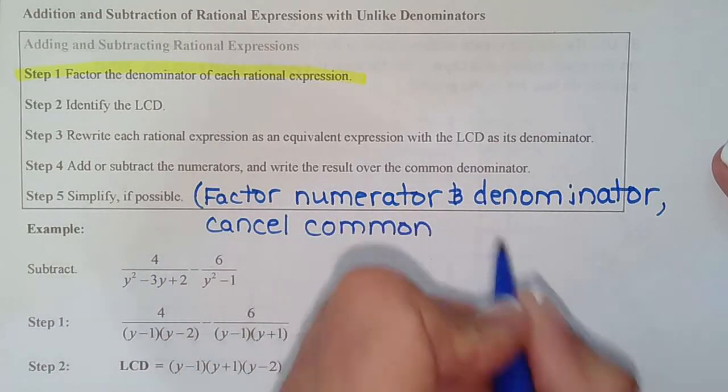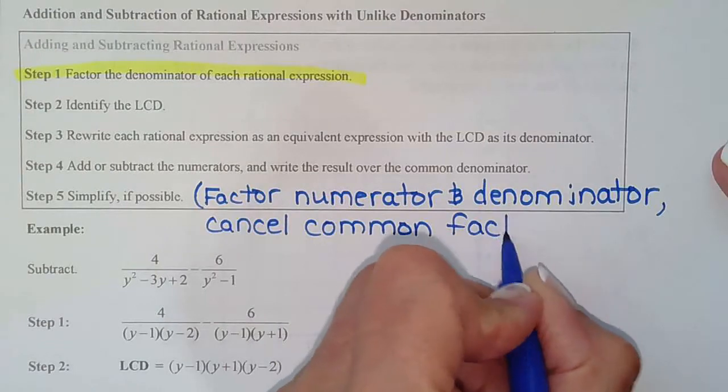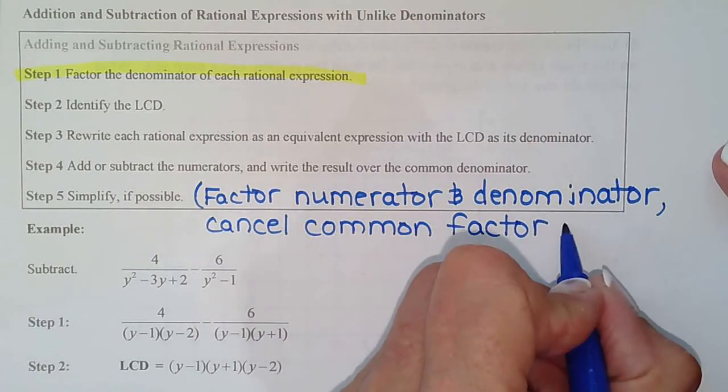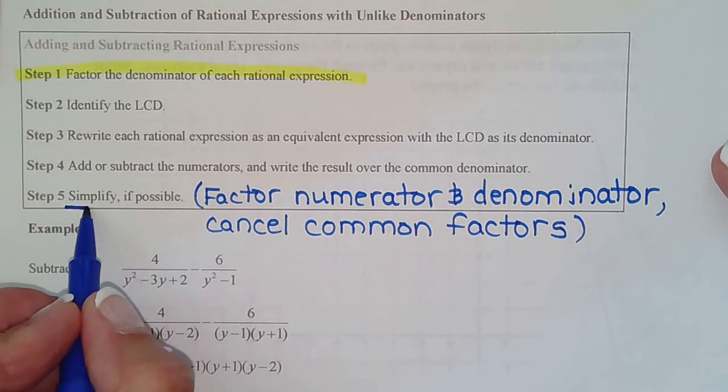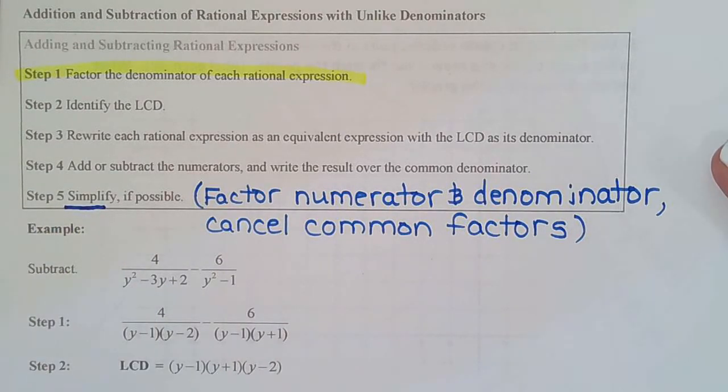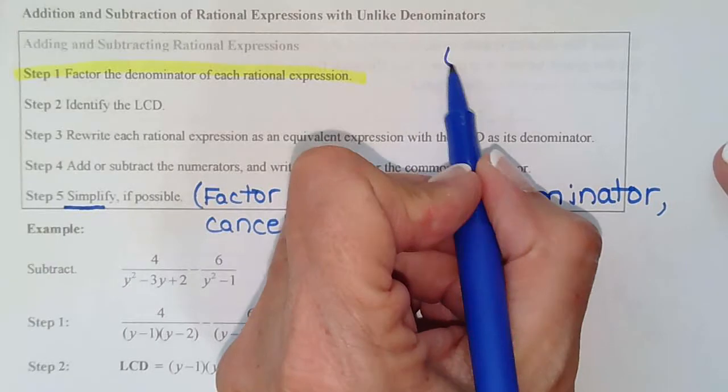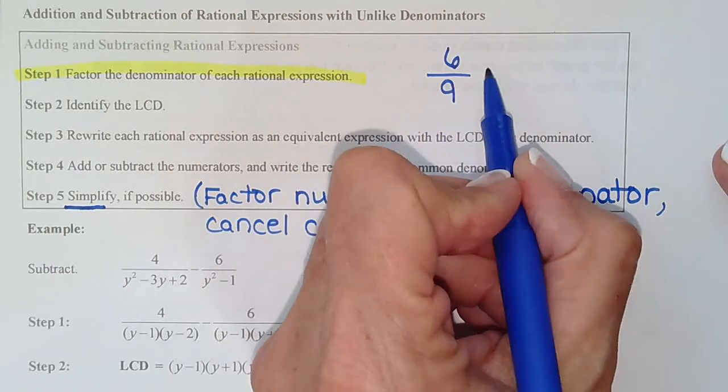Because anything divided by itself is 1, so we cancel those and replace it with 1. So that's what simplify means now with polynomials. And actually it means that with regular fractions too. I showed you that before on another page.